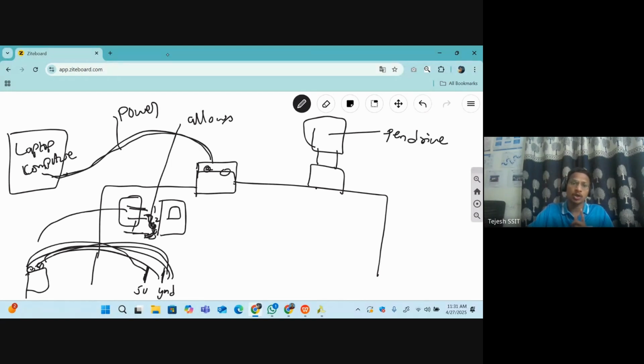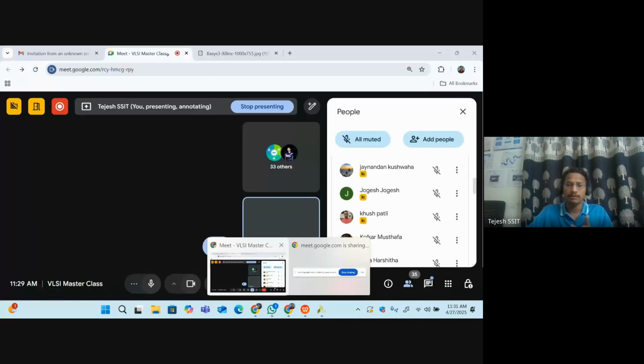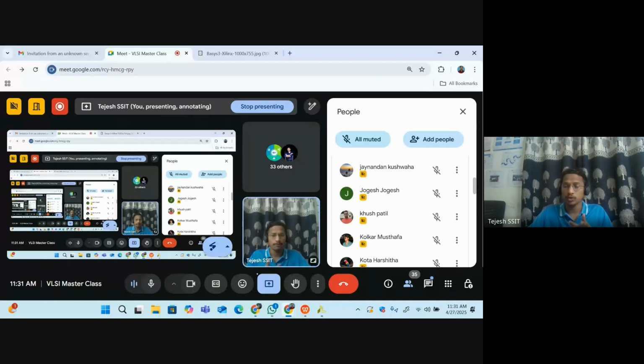It allows the code and power both. But does the pen drive provide the power? Tell me, anyone? Does it provide the power? The laptop? No, sorry, the pen drive. No. The pen drive will provide only the code.